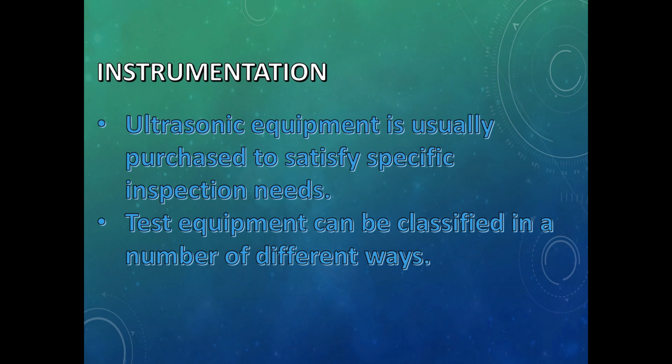Ultrasonic equipment is usually purchased to satisfy specific inspection needs. Some users may purchase general-purpose equipment to fulfill a number of inspection applications. Test equipment can be classified in a number of different ways. This may include portable or stationary, contact or immersion, manual or automated. Further classification of instruments commonly divides them into four general categories, such as D-meters, flaw detectors, industrial and special application.